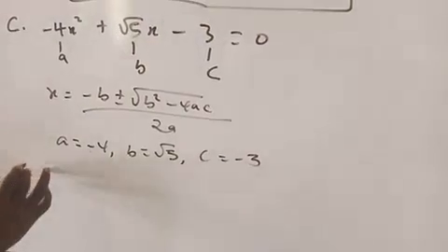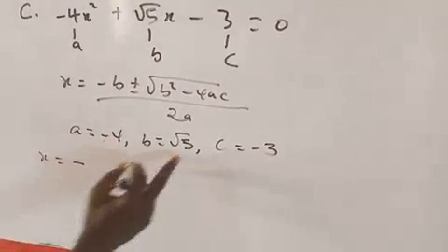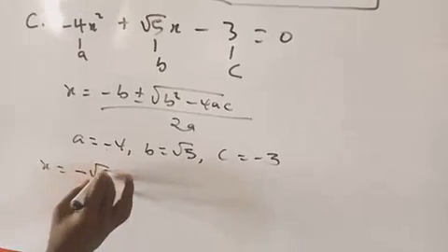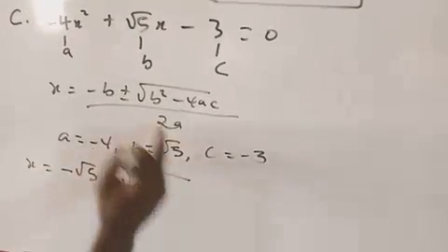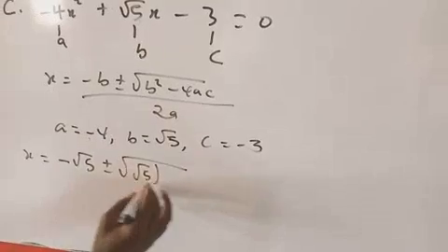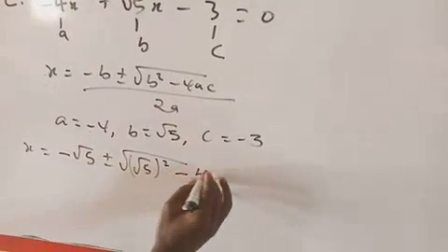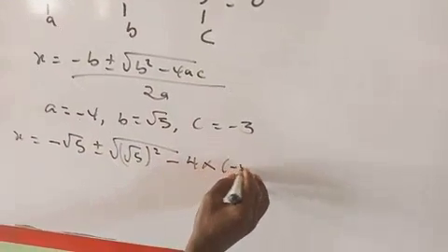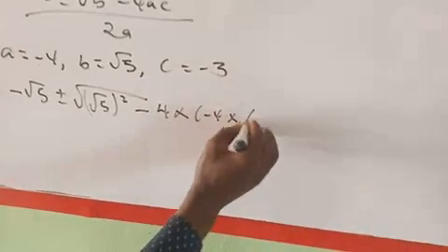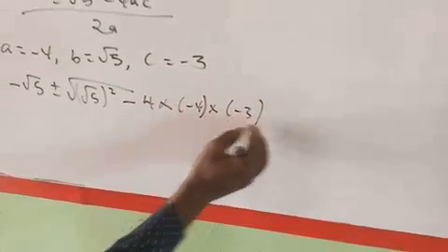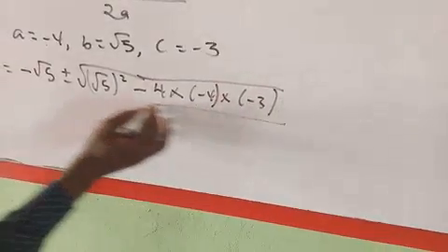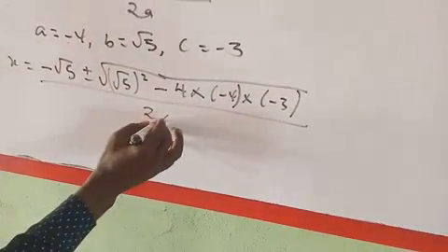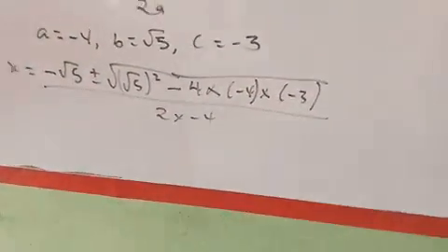Okay, so let me substitute. x now is equal to minus b, which is root 5, plus or minus the square root of b squared, which is the square root of 5 all squared, minus 4 times my a, which is minus 4, times my c, now minus 3. Please be careful with all this minus. It can change your answer. Then 2 times my a, which is minus 4.